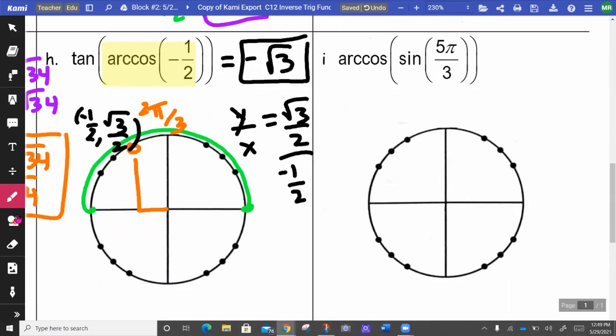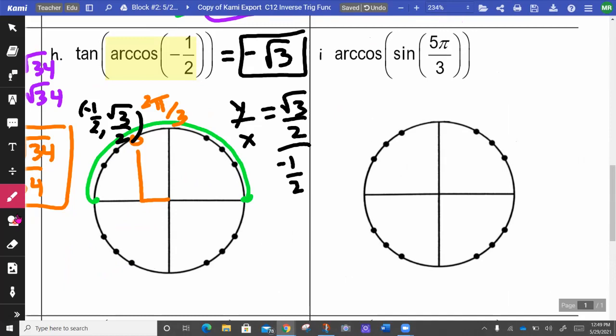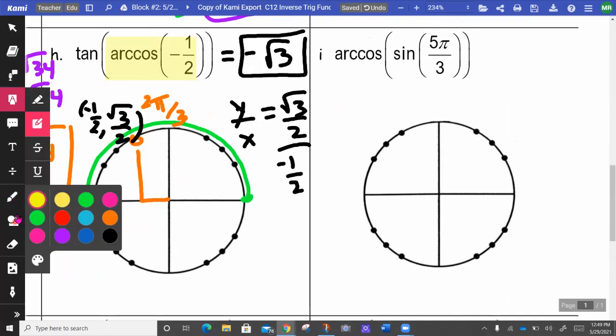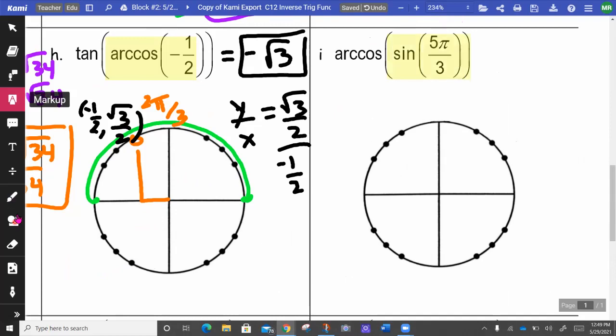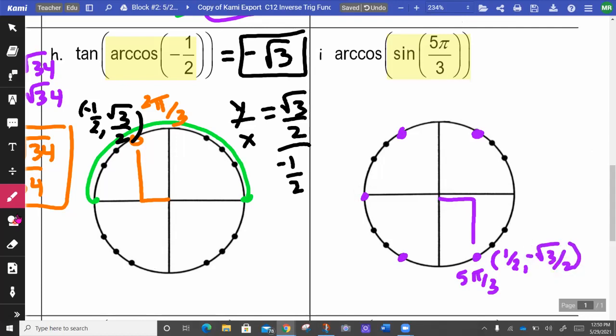Okay, sine of 5 pi thirds. So again, starting with the inside, this time the inside is a sine, not an arc sine. So I'm going to go to 5 pi thirds. So remember, these are your thirds. Okay, so that's pi thirds, 2 pi thirds. This would be 3 pi thirds. This is 4 pi thirds. This is 5 pi thirds. So I am here at 5 pi thirds. Okay, and this is short comma long. So short comma long, and long is negative because we're going down.